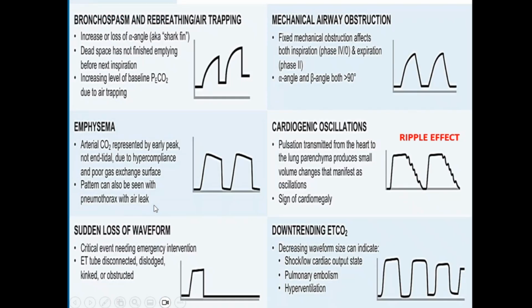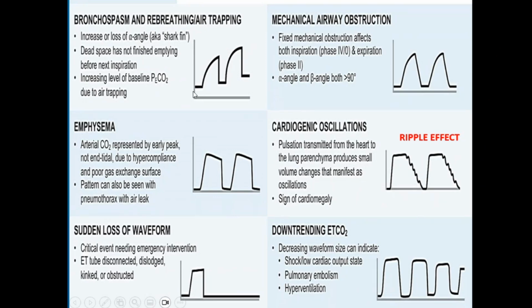This is another form: sudden loss of waveform. It can be either that the patient is arrested, or the ETT is disconnected, dislodged, kinked or obstructed. It means the exhaled CO2 is not reaching the sensor, or there is no exhalation at all. The patient has stopped breathing. So that is sudden loss of waveform. Another one is when you see oscillation; it's called the ripple effect. It can be cardiogenic, in a patient with very severe arrhythmia, where the heartbeat is transmitted into the lungs and causes this ripple effect. Sometimes water vapor can also cause it.